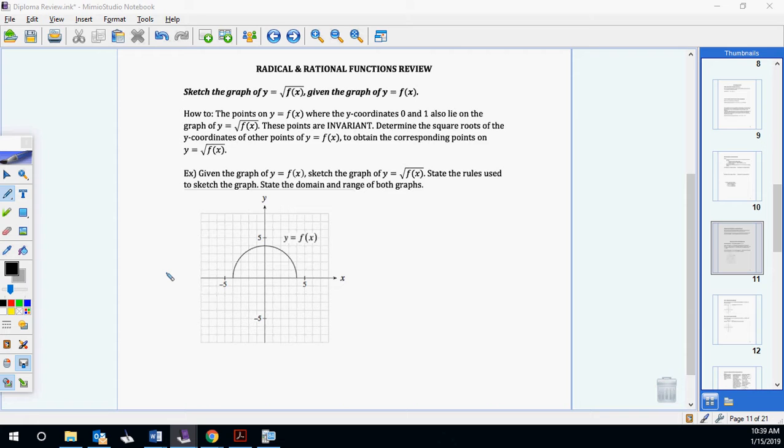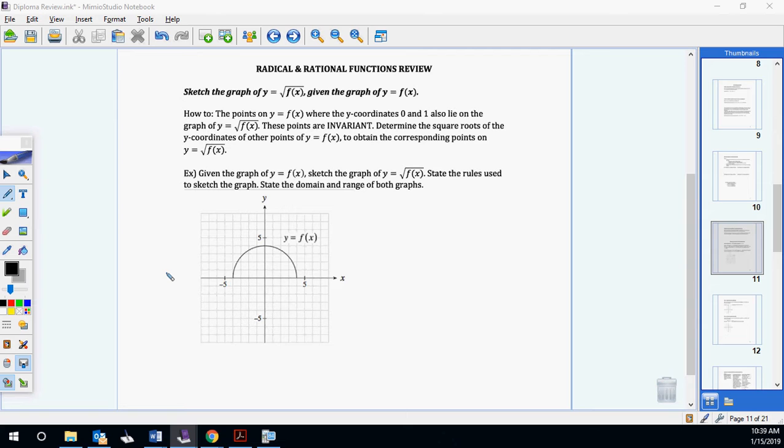It looks repetitive when you're reading through it, but the standard is: sketch a graph of y equals radical f of x given the graph of y equals f of x. So, sketching a radical function. Remember, the points on y equals f of x where the y coordinate is 0 and 1 also lie on the graph of the radical function. That's the invariant point. When your output of your regular function is a 0 or a 1, that is going to be the same exact value for your radical function, because the square root of 0 is 0 and the square root of 1 is 1. We call those invariant. We've talked about that multiple times. Determine the square roots of the y coordinates of the other points, and then we go from there.